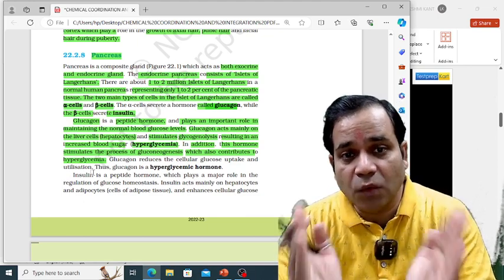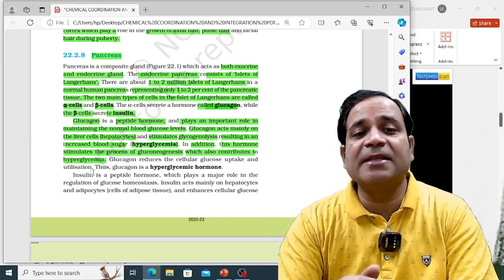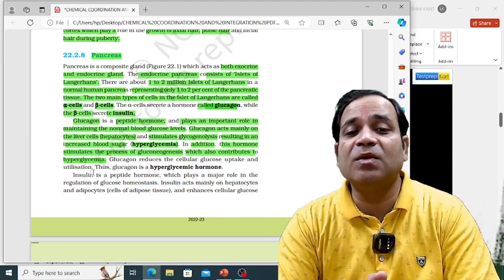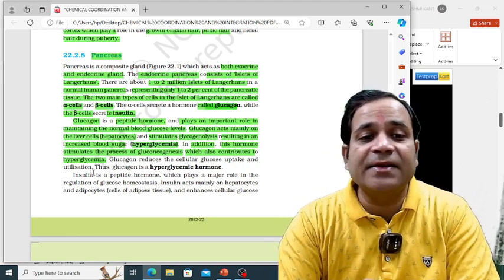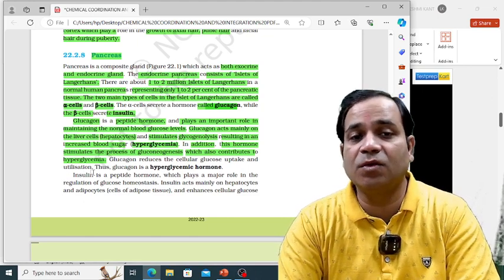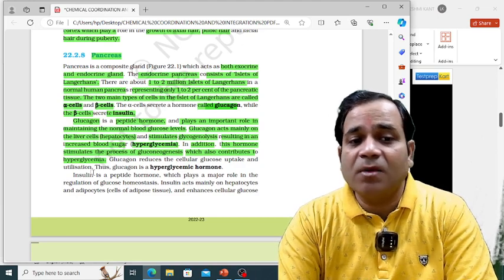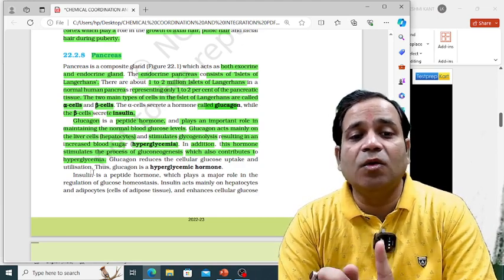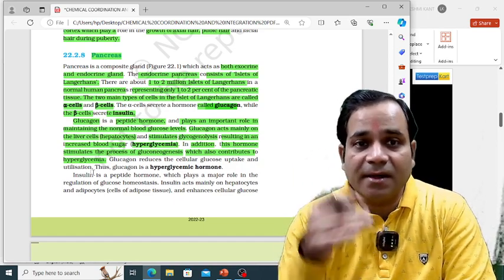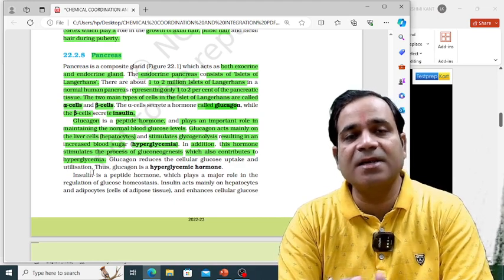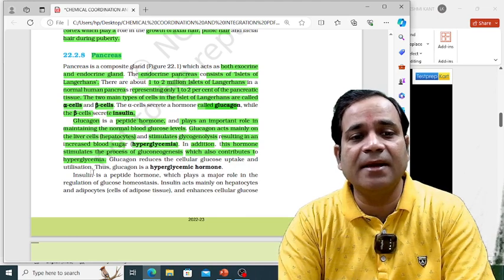See, the thing that is very important to understand here is that glucagon acts mainly on the liver cells, number one, and stimulates glycogenolysis. And this glycogenolysis results in what? An increase in blood sugar, known as what? Hyperglycemia, number one. Second, this hormone also stimulates which one? Gluconeogenesis, which also contributes to what? Hyperglycemia. So both contribute to hyperglycemia, that is, they increase the amount of glucose in the blood, my dear.